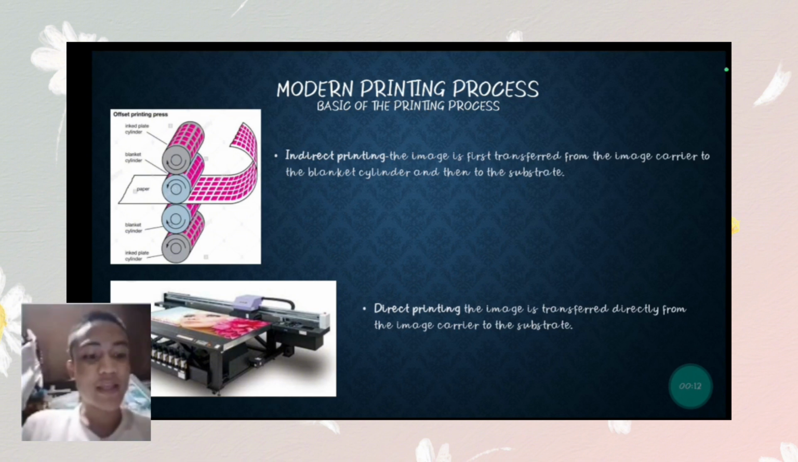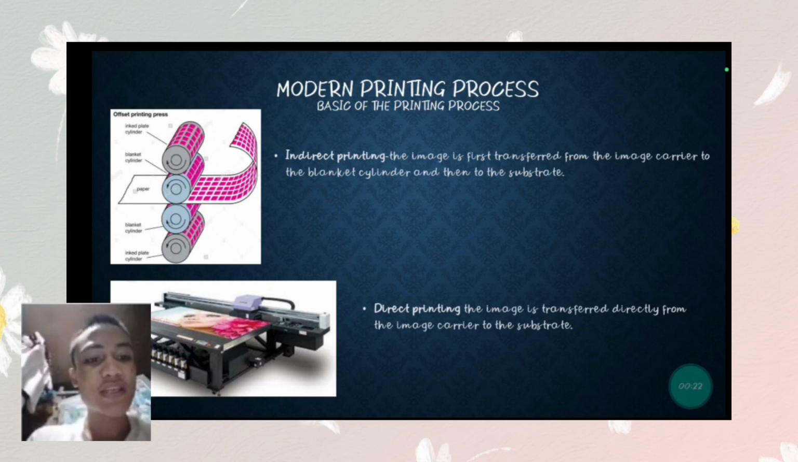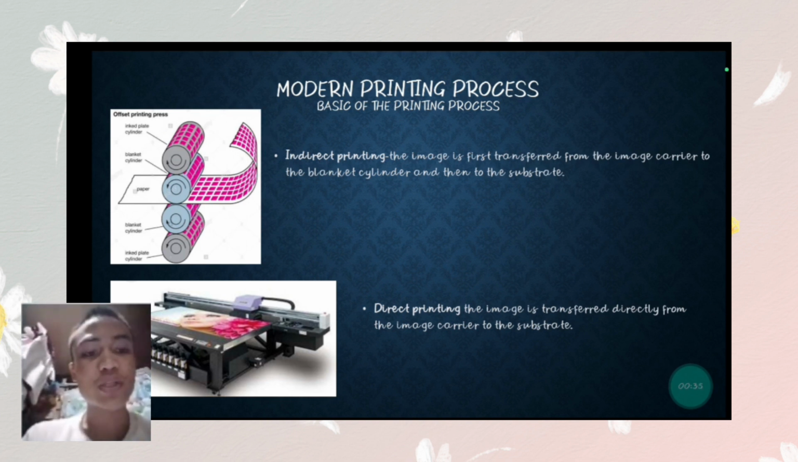First is indirect printing. Indirect printing is when the image is first transferred from the image carrier to the blanket cylinder and then to the substrate. So indirect printing is not transferred from the printing plate directly to the surface being printed. Instead, the image is printed on a blanket cylinder, which in turn indirectly transfers the image to the paper. Second is direct printing.